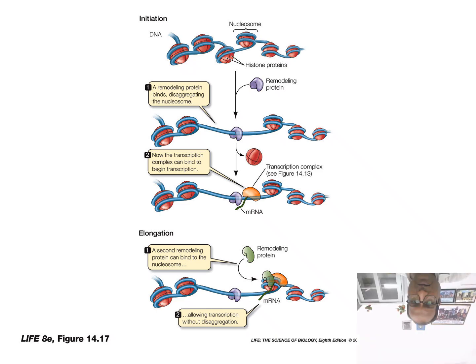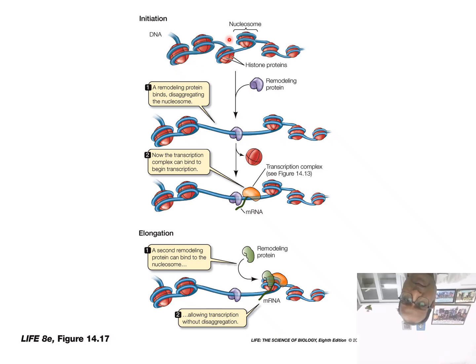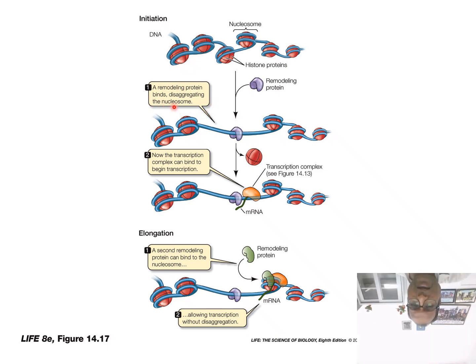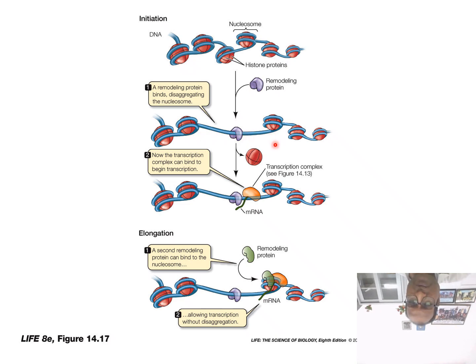So as you see, these are the nucleosome particles, and the DNA is wound around these nucleosome particles into this structure. The remodeling protein is an enzyme which binds to these, and removes the nucleosome molecule from this and makes a single strand of the DNA. A remodeling protein binds and disaggregates the nucleosome. Now this strand is available for the transcription process.